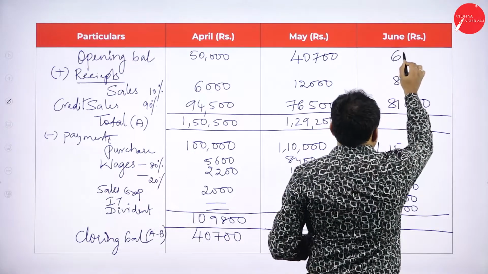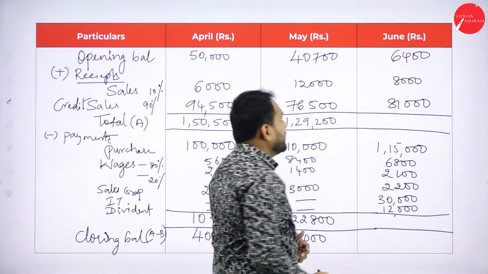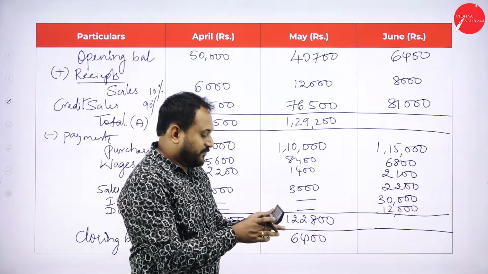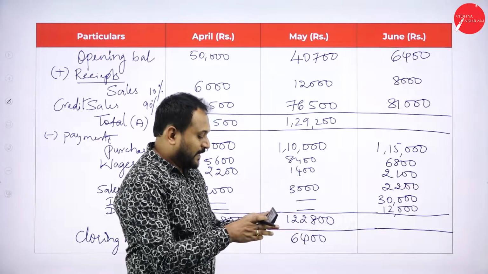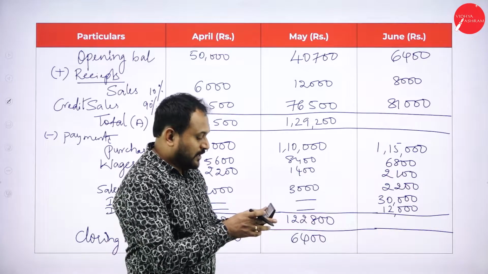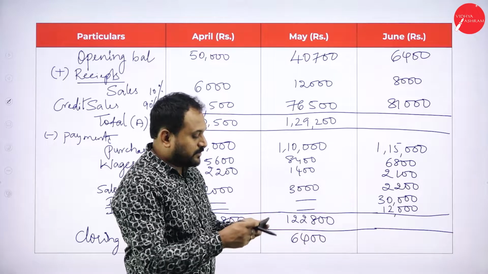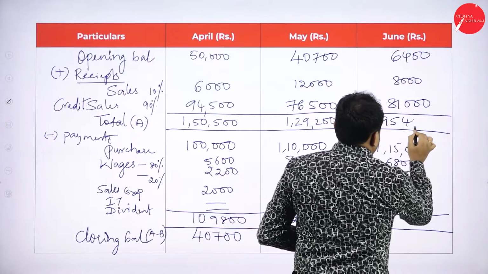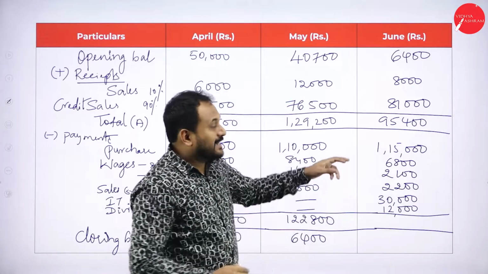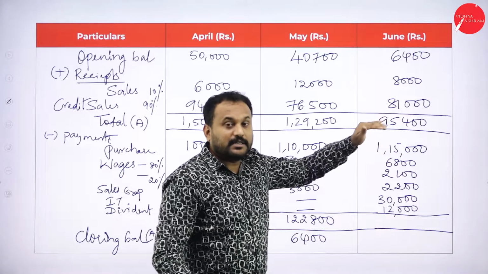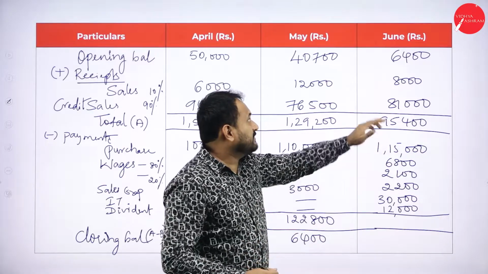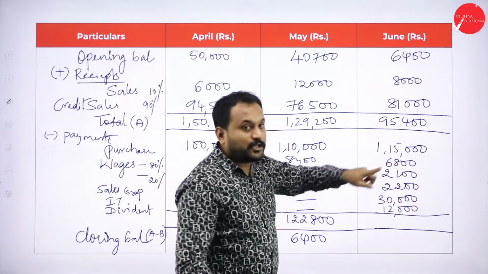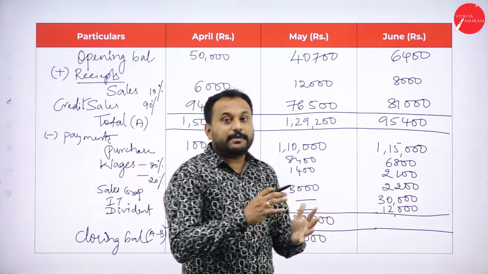So I'll write here 6,400. Now again we are supposed to add everything here: 6,400 plus 8,000 plus 81,000. We have 95,400. 95,400 is the receipt which I am supposed to receive in the month of June. But here see, payment is 1,15,000, more than this. Now what will I get? The closing balance will be negative here.